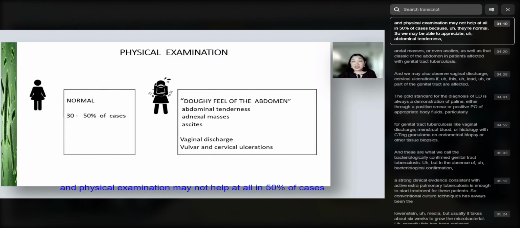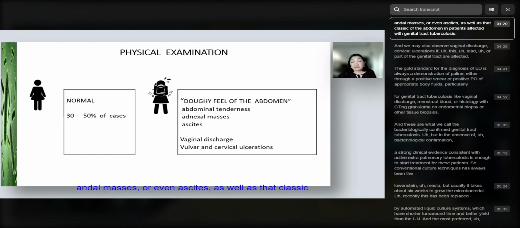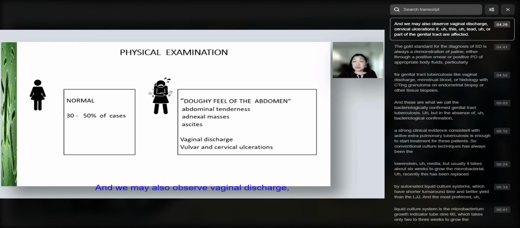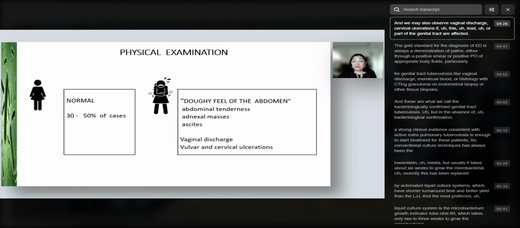And physical examination may not help at all in 50% of cases because they are normal. So we may be able to appreciate abdominal tenderness, adnexal masses, or even ascites, as well as that classic doughy feel of the abdomen in patients affected with genital tract tuberculosis. And we may also observe vaginal discharge, vulvar and cervical ulcerations if these or part of the genital tract are affected.